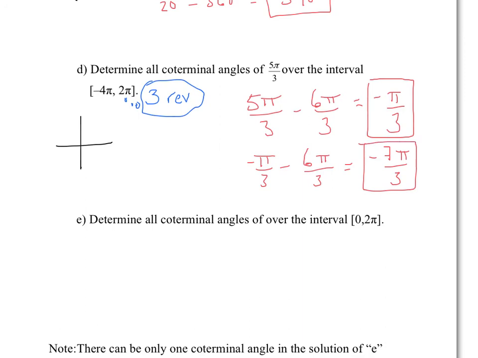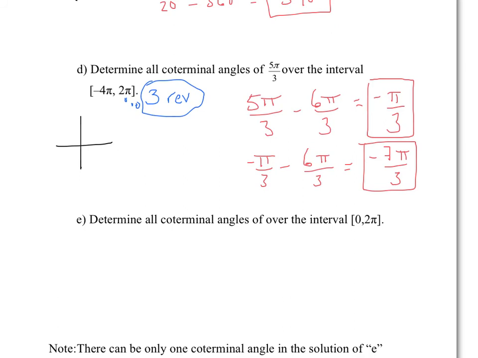Always, if you want to check quickly, this is negative 1/3. Negative 1/3 fits between negative 4 and 2. We're good. 7/3 is about negative 2.3. Negative 2.3 falls between negative 4 and 2. So those are easy ways to check.